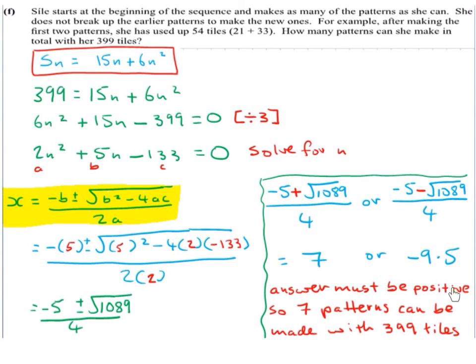The answer must be positive, so 7 patterns can be made with 399 tiles. Because you wouldn't say you've got minus 9 patterns or minus 9.5 patterns. That doesn't make sense. So there must be 7 patterns that can be made with 399 tiles.